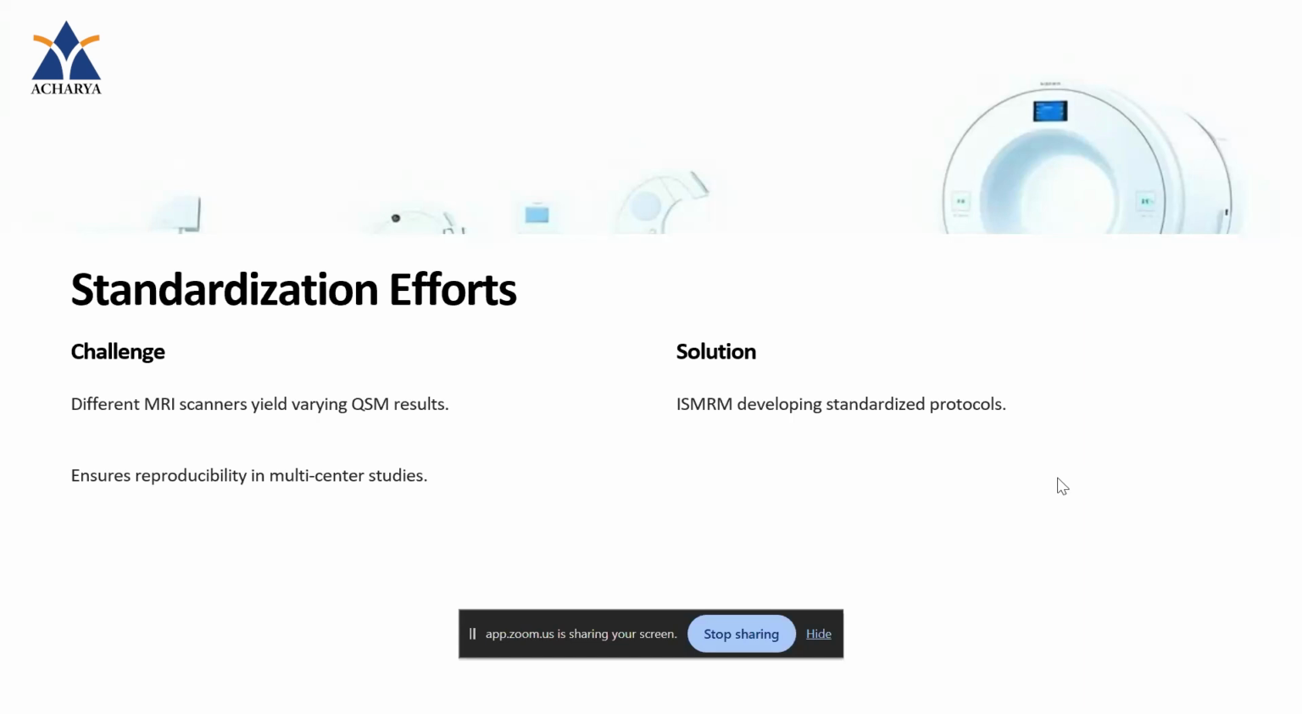So to address this problem, the organization called the International Society for Magnetic Resonance in Medicine is working on standardized protocols, right? If we get this standardization properly, it can improve the reproducibility and also the comparability of the different QSM results across the centers.